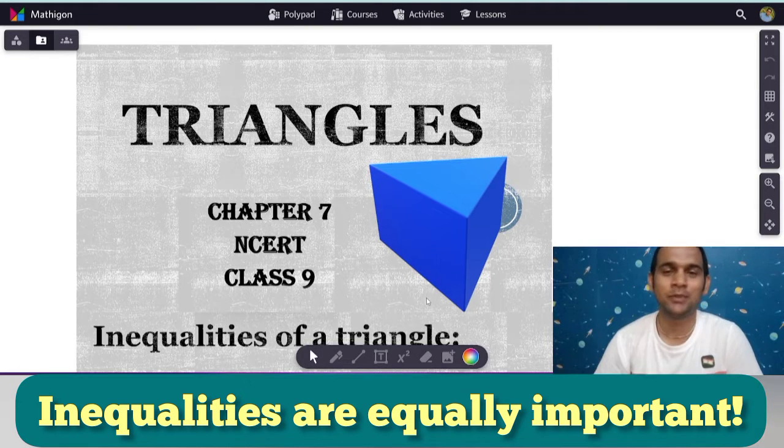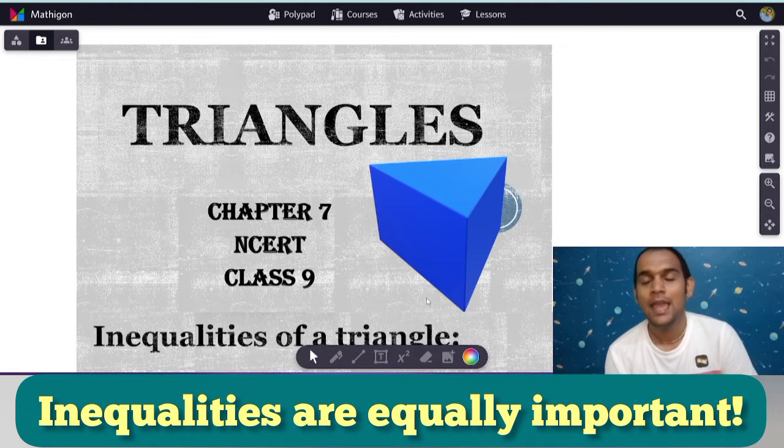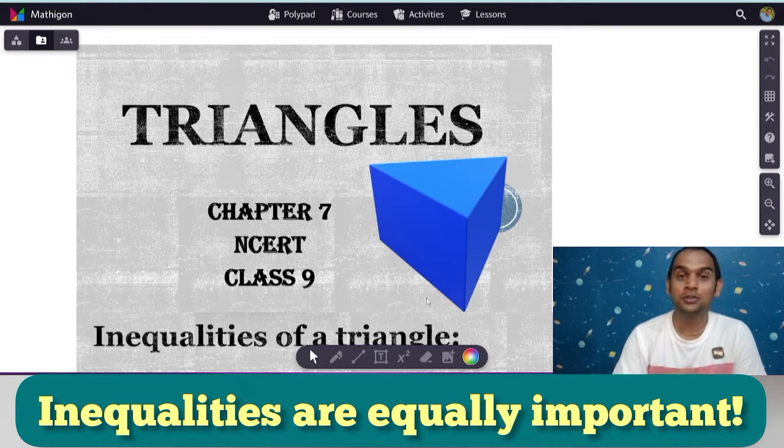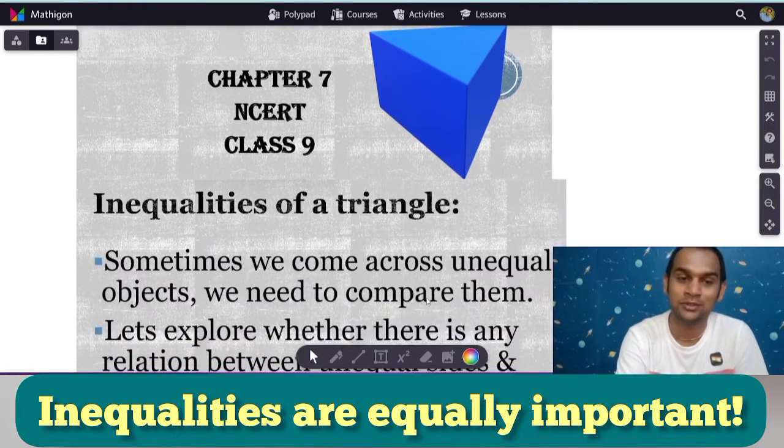Namaste and welcome to Apna Gurukul Maths, and we are discussing the chapter Triangles, chapter number 7 NCERT class 9th, and we are going to discuss the inequalities of a triangle today.